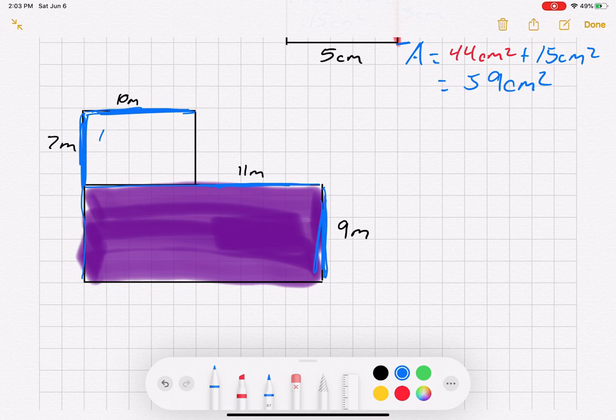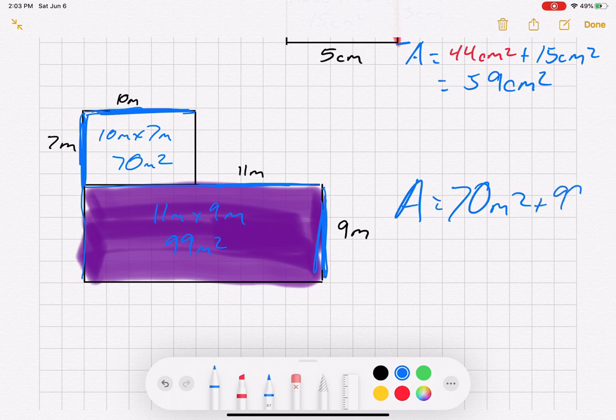This would be 10 meters times 7 meters, which is 70 meters squared, and this would be 11 meters times 9 meters, which would be 99 meters squared. And the area of this shape, these rectangles, would be 70 meters squared plus 99 meters squared, which would equal 169 meters squared.